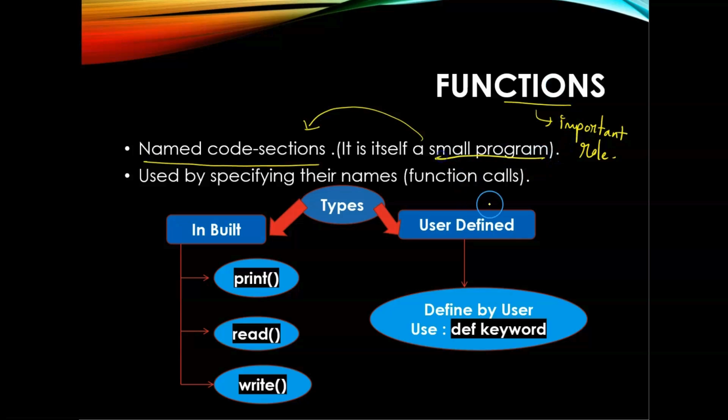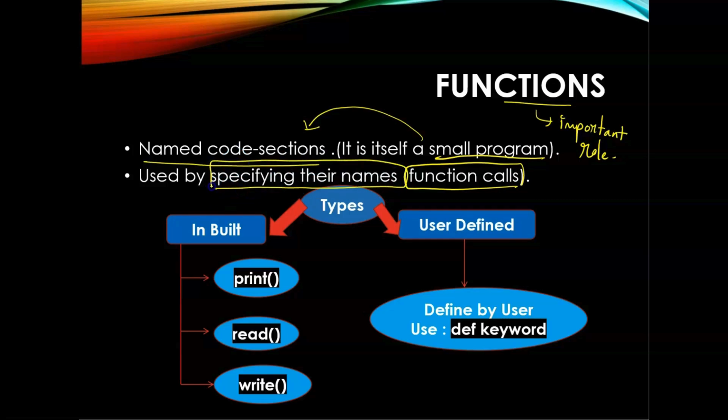Then what is meant by function calling? Here we come to the term function calls. A function call means specifying the name of the function. We call the function by specifying the name of the function which we have already defined. So what is meant by a function call? A function call means calling a function by its name.